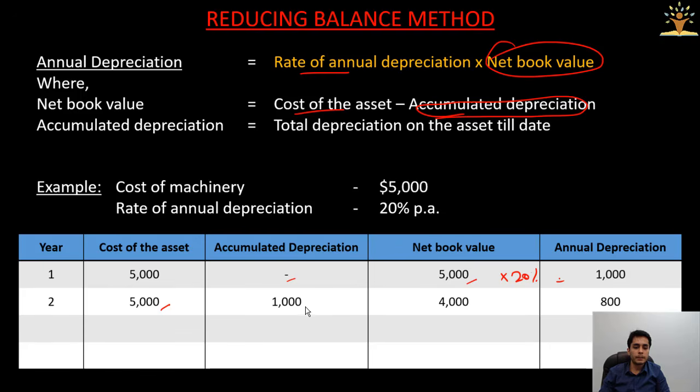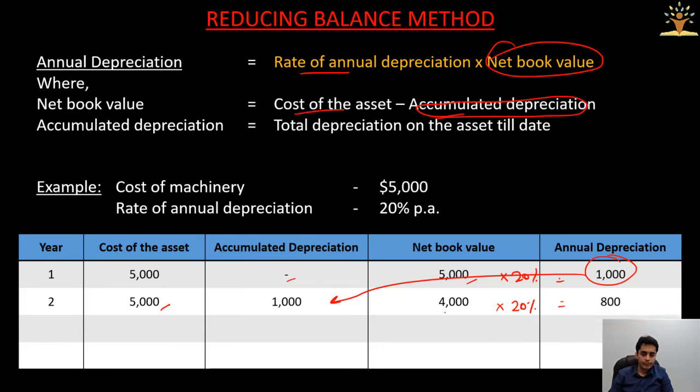Now, accumulated depreciation, $1,000 comes from here, annual depreciation of the previous year. Only 1 year is passed, so that 1,000 becomes accumulated depreciation. If I take a difference of cost and accumulated depreciation, you get net book value of 4,000. 4,000 when multiplied by the rate of 20%, you get $800. Same way, third year, cost remains the same, $5,000.